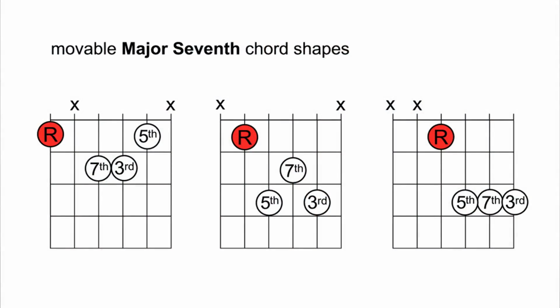Here are a few commonly used movable shapes for major 7th chords, rooted off the 6th, 5th and 4th strings. For example, here's C major 7th rooted off the 6th string, the 5th string and the 4th string. And here's F major 7th rooted off the 6th string, 5th string and the 4th string.